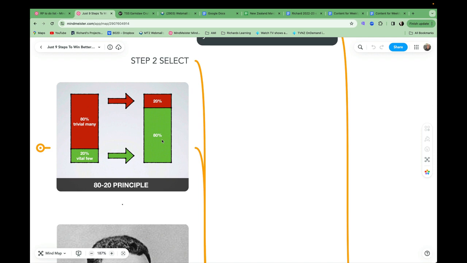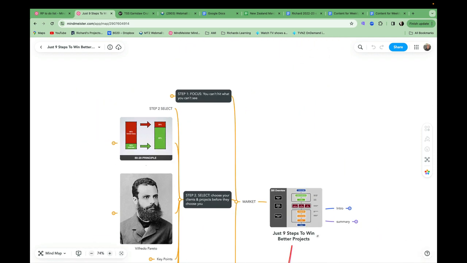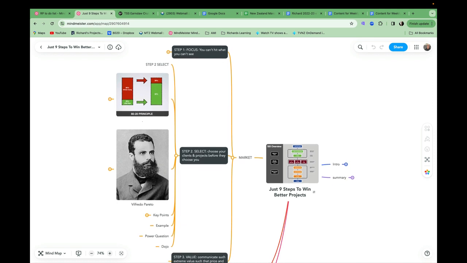There'll be a link below. If this makes sense to you, this is Wilfredo Pareto down here who discovered the Pareto principle, which was that 20% of the people in Italy in 1906 owned 80% of the land and had 80% of the wealth, right? That's what he discovered. But it's more than just wealth distribution. This 80-20 principle is everywhere.